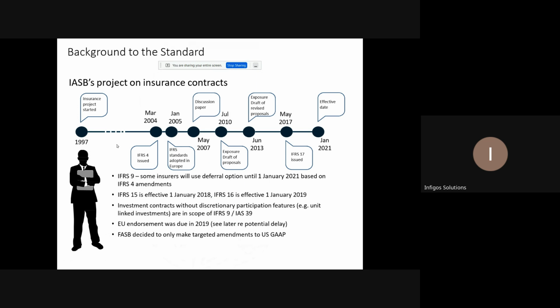So let's look at the background of the standard. We have IFRS 4 issued in 2004, and then it was implemented in 2005. Then in May 2007, discussion papers started coming saying the standard is not sufficient, there are some problems. Then there was a proposal in 2010. In 2013, there was another proposal which was revised. In 2017, they issued the new standard IFRS 17, and they expected to implement it by 2021.